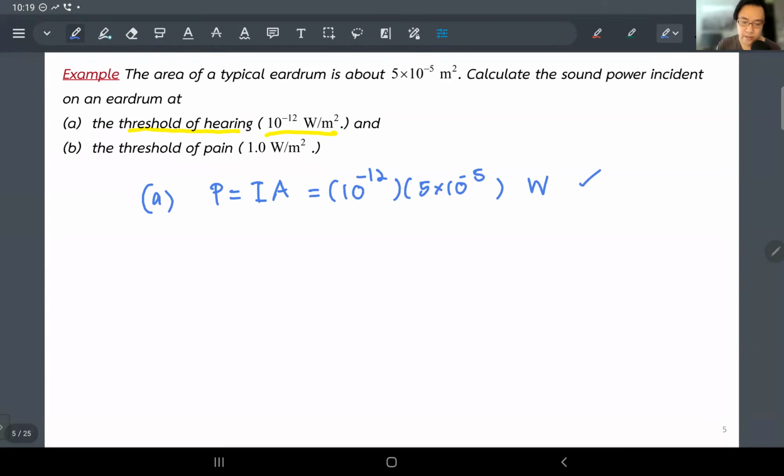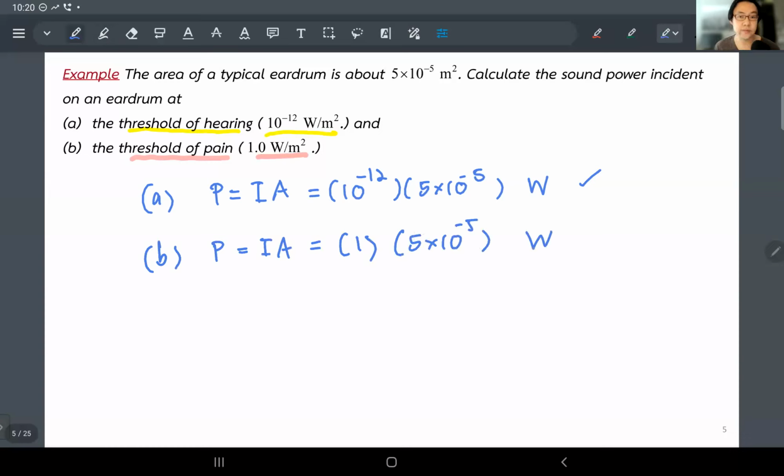Another number that's good to know, but you don't have to memorize it, is called the threshold of pain. At this level of intensity, you start to feel pain in your ear, and it's about 1 watt per square meter. So let's calculate the power there. This threshold is going to be the product between the intensity, 1 watt per square meter, times the surface area of the eardrum, and that's it.